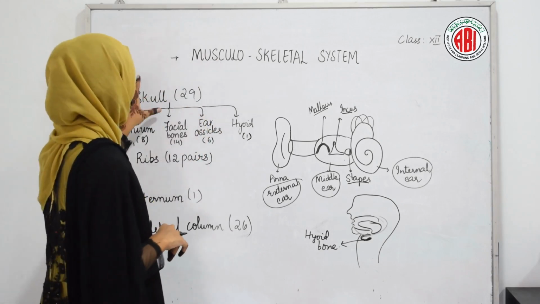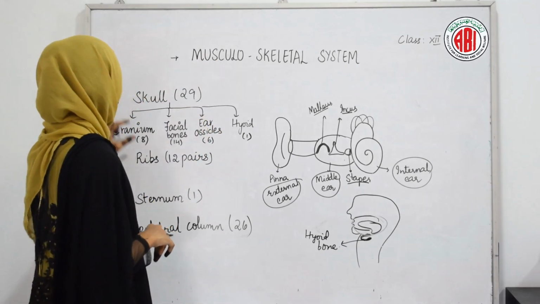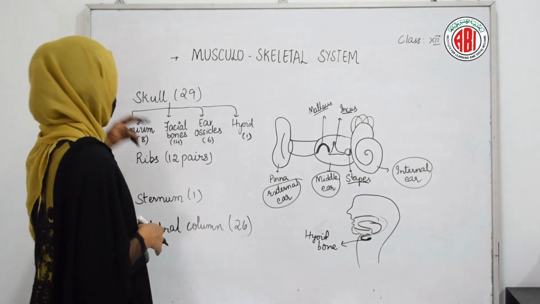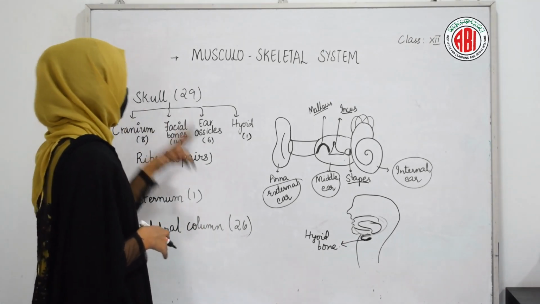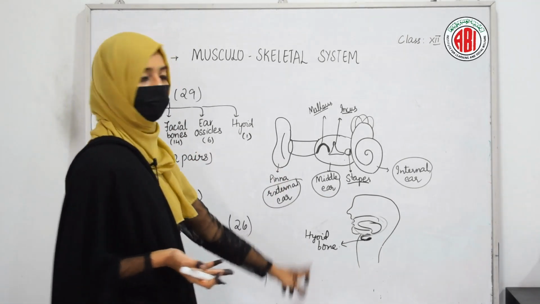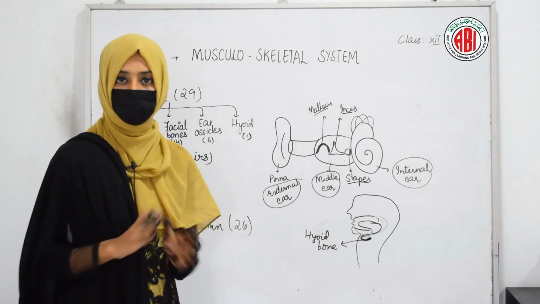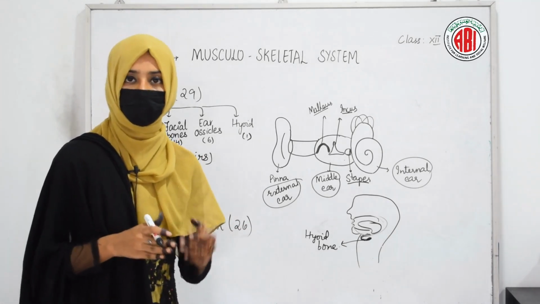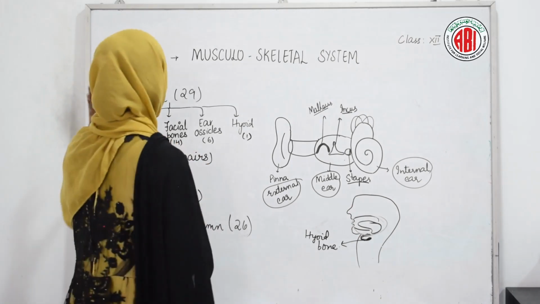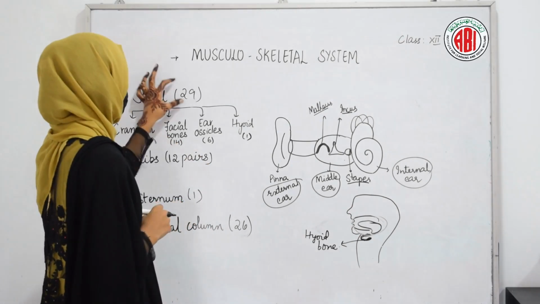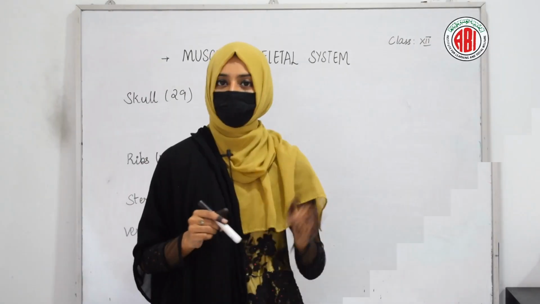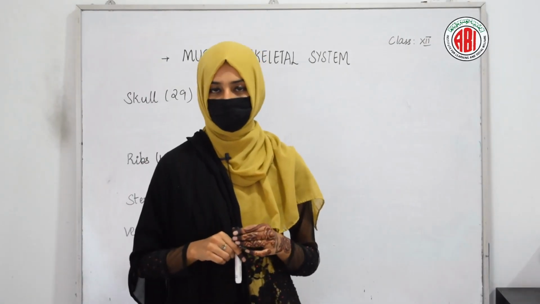all the 29 bones that form our skull. We have seen the 8 bones that are found in our cranium. We have seen the 14 facial bones, 6 bones that are found in our ear ossicles, and 1 hyoid bone. So these different bones found in the different parts of your body form the 29 bones of your skull. So we have seen all the different bones that form our skull.